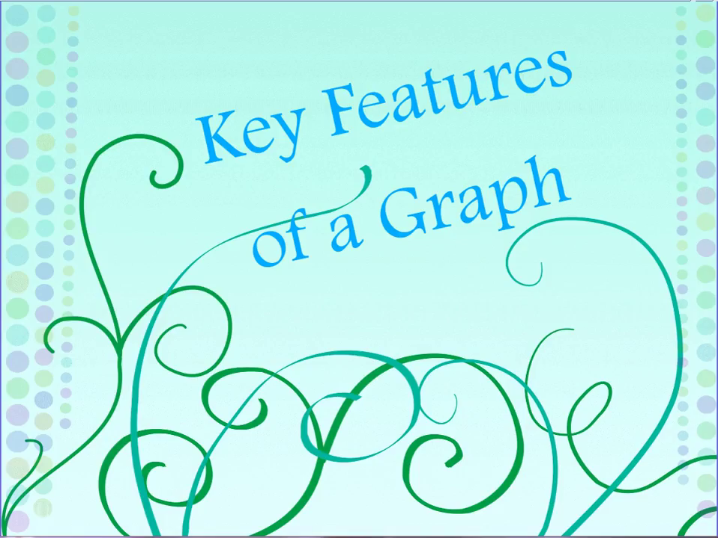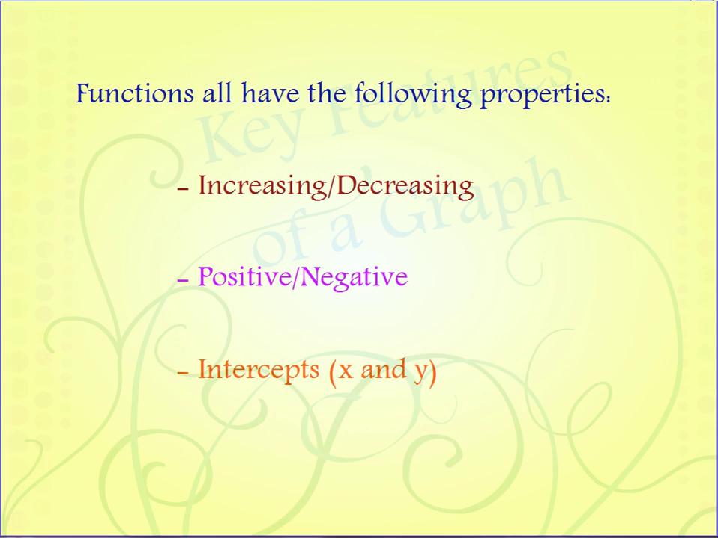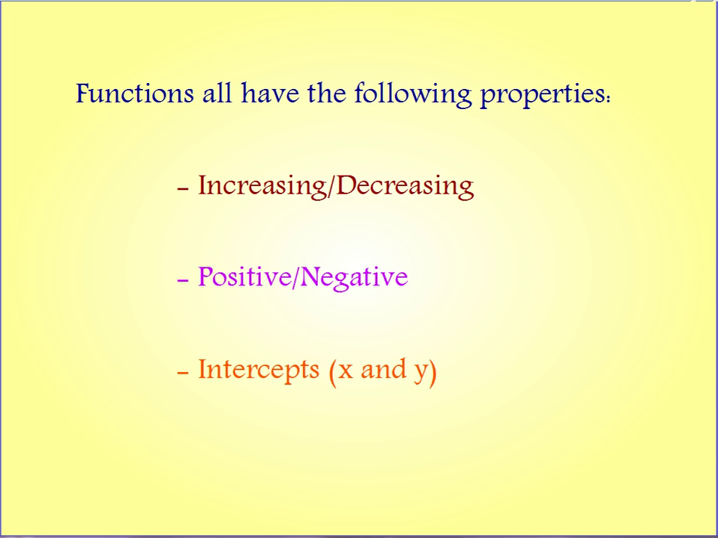Today we're going to talk about the key features of a graph. When you graph functions, there are specific properties of those graphs that can help us describe what's going on within our function. And so today we're going to talk about the increasing and decreasing properties of a graph, positive and negative properties, and x and y intercepts, which you've probably discussed before.